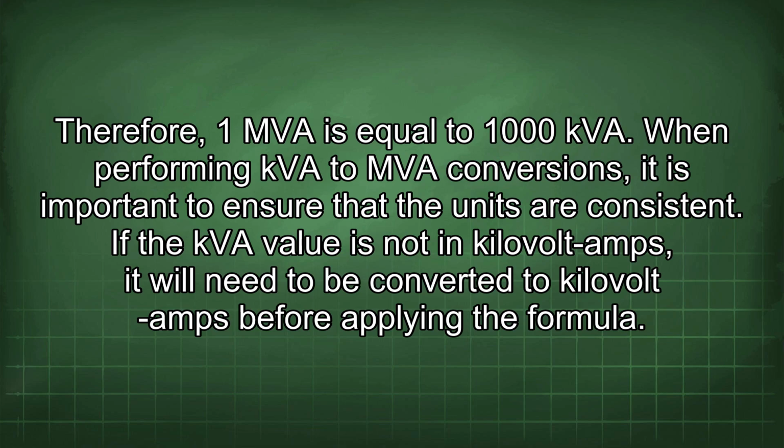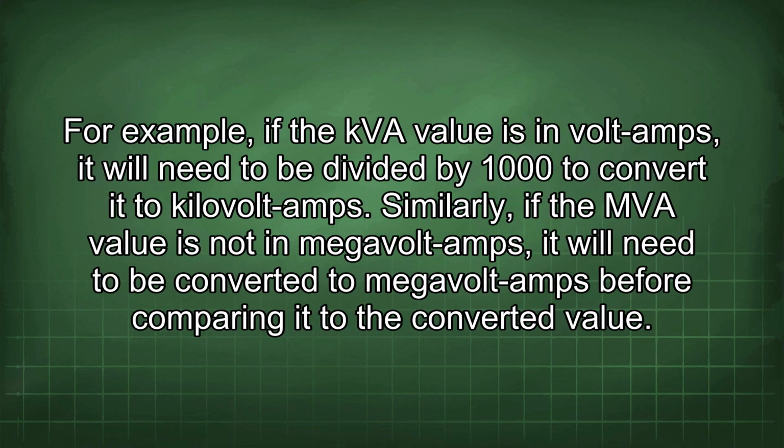When performing kVA to MVA conversions, it is important to ensure that the units are consistent. If the kVA value is not in kilovolt-amps, it will need to be converted to kilovolt-amps before applying the formula. For example, if the kVA value is in volt-amps, it will need to be divided by 1000 to convert it to kilovolt-amps. Similarly, if the MVA value is not in megavolt-amps, it will need to be converted to megavolt-amps before comparing it to the converted value.